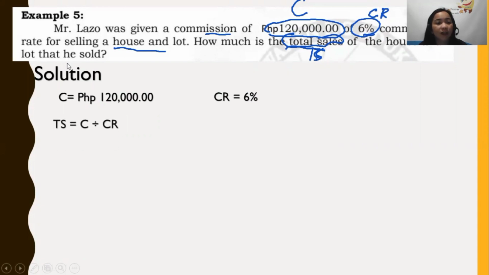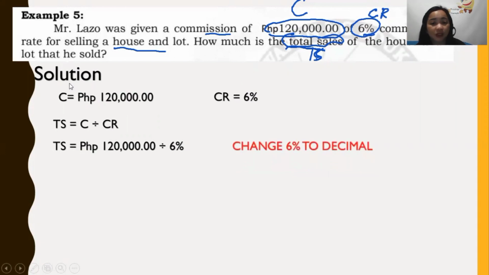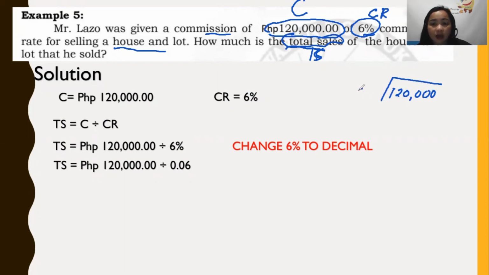And then we have the total sales is equal to commission divided by the commission rate. So division na to. So we have here 120,000 pesos divided by 6%. So first is to change 6% into decimal. So we have 120,000 pesos divided by 0.06. Now let's divide it. We have 120,000 divided by 0.06. So move natin muna 1, 2, magdagdag ka ng 2 zeros.